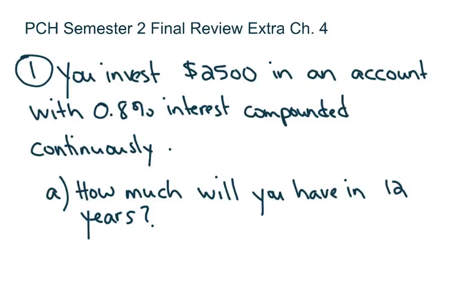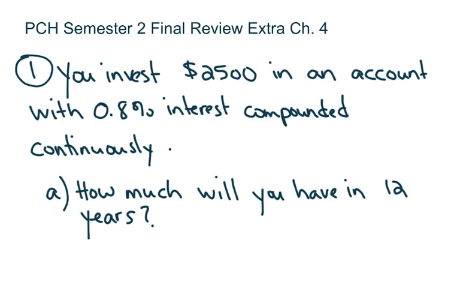This is the second semester final review extra on Chapter 4, which was not part of the original videos, so I'm adding this extra section. Problem number 1, you invest $2,500 in an account with 0.8% interest compounded continuously. How much will you have in 12 years?